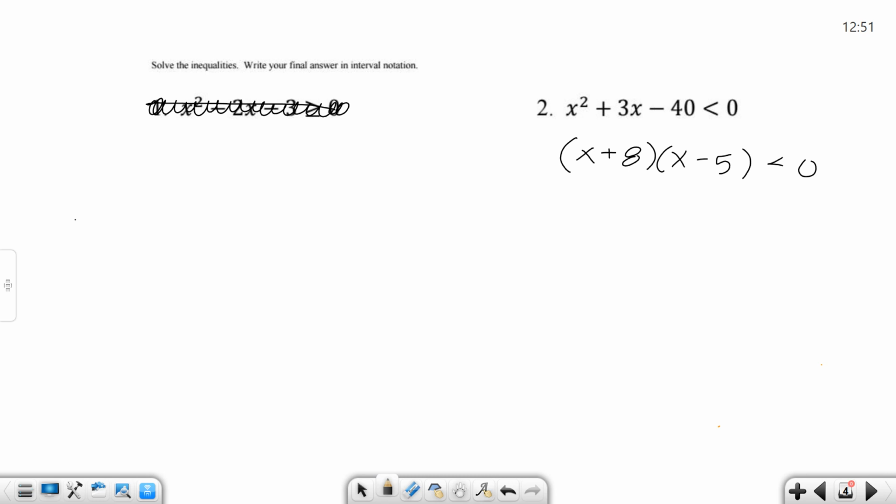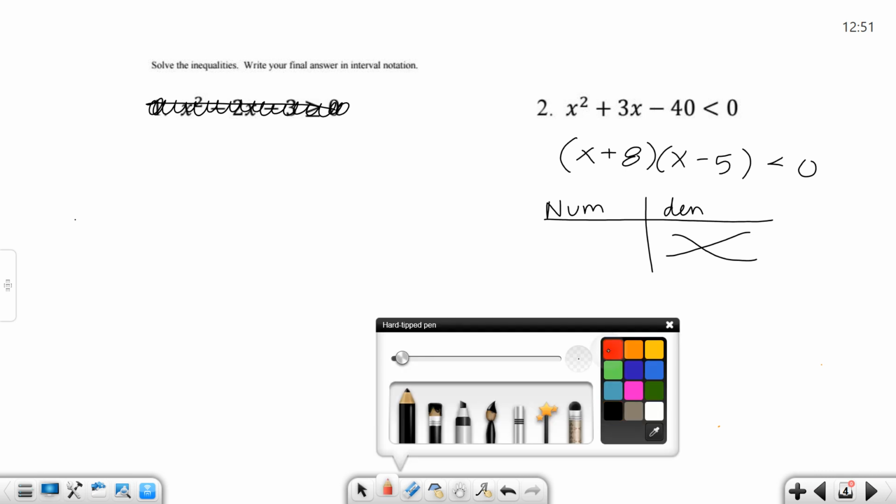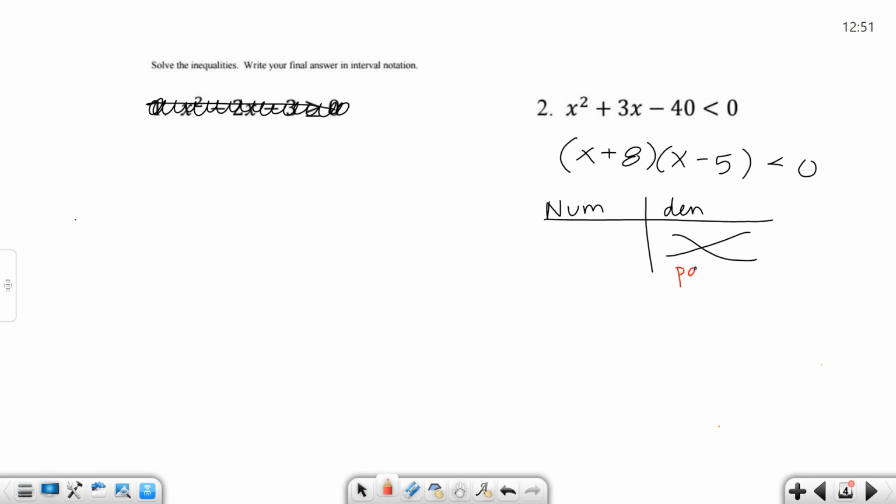So what you're going to do first is factor completely, and that's step one, and I've factored completely this example. The next thing I'm going to do is find the zeros of the numerator and denominator. Now this one doesn't have a denominator, but if it did, I would know that the denominator uses parentheses always.